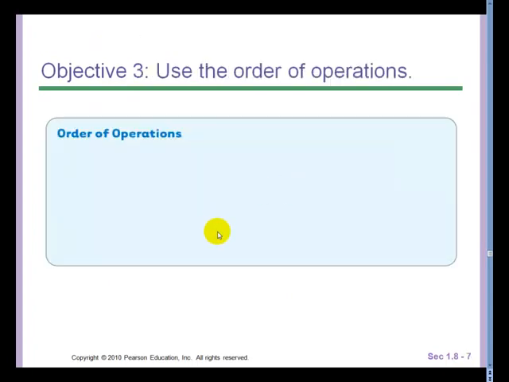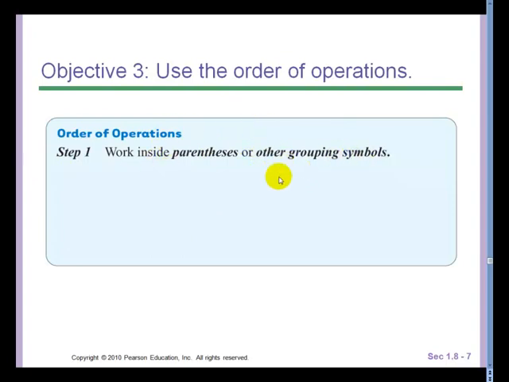Next we'll talk about the order of operations. The order of operations has 4 steps. Step 1, work inside parentheses or other grouping symbols. Generally, we're going to see parentheses. However, occasionally you'll see square brackets or curly braces or absolute value signs. Absolute value signs count as parentheses or grouping symbols. So if you see absolute value signs, do what is inside the absolute values first.